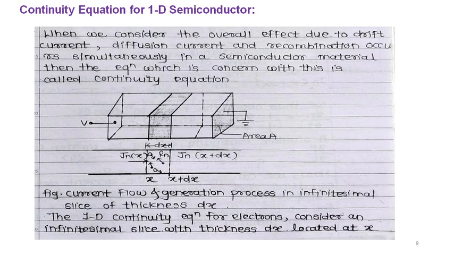Here we can write the current flow and generation process for a very small slice of thickness dx, and we consider an n-type semiconductor material. The number of electrons in this very small slice increases due to the net current that flows, and this overall net current is a result of four components. The overall rate of electron increase is the algebraic sum of these four components, and the first one is the number of electrons flowing into the slice, with the other three components given here.